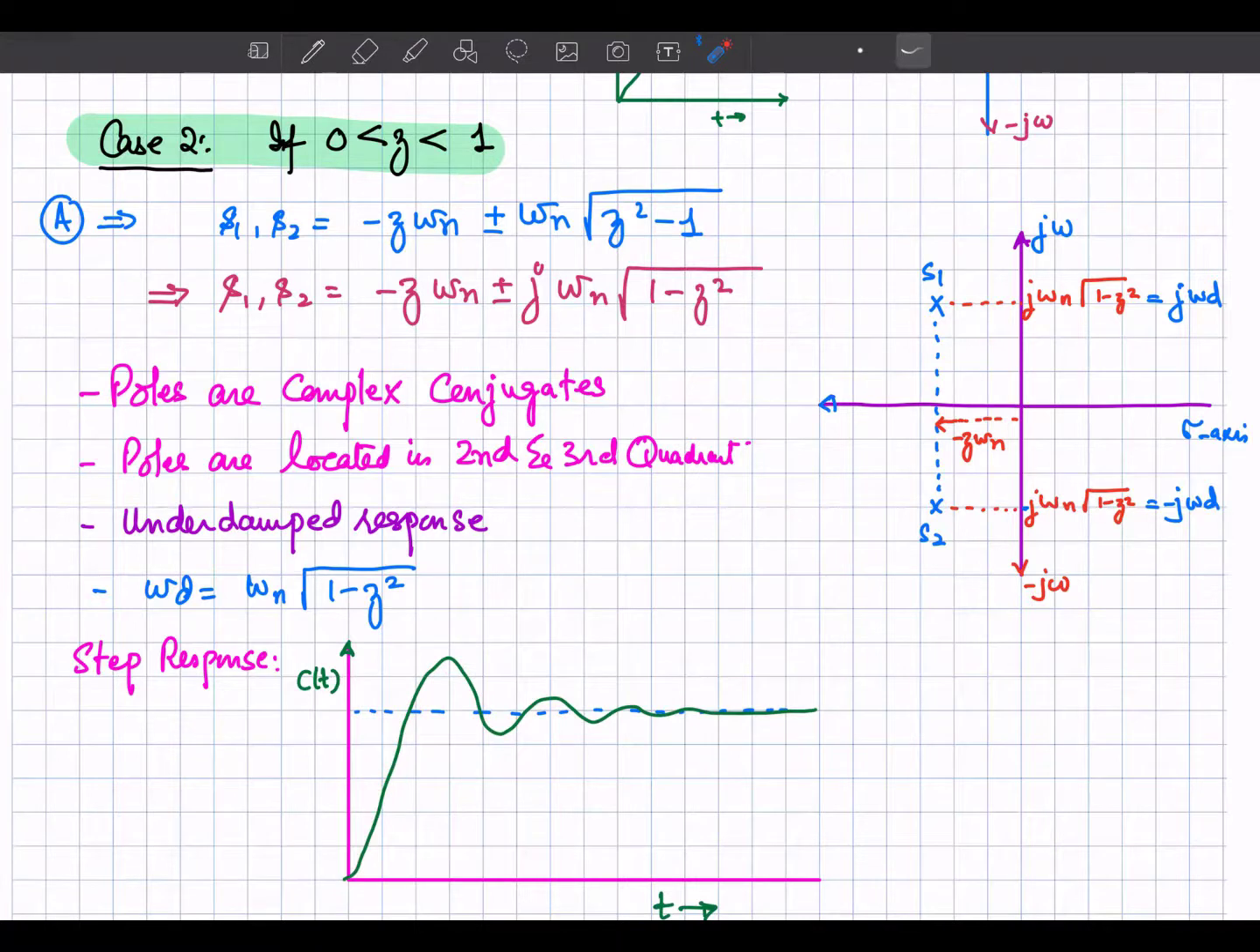So in this case, the system is said to be underdamped. That is the underdamped response. There is no significant damping. That's why there are the oscillations in your system, and slowly those oscillations decay and the system reaches the steady state value. So damping is less as compared to the previous case. That is indicated over here, that we are taking the range from 0 to 1.